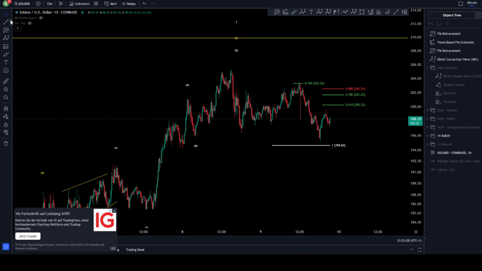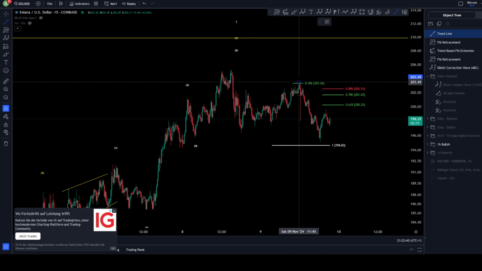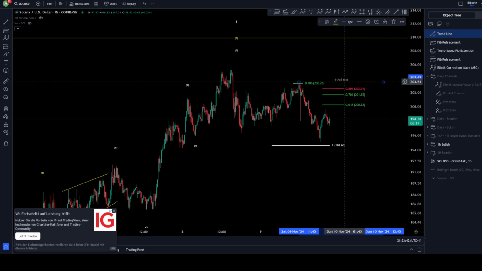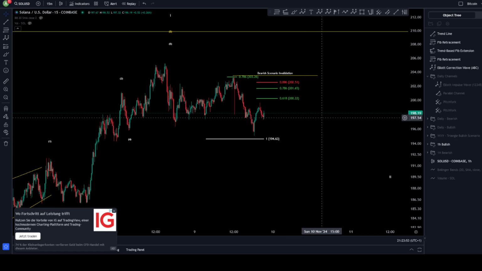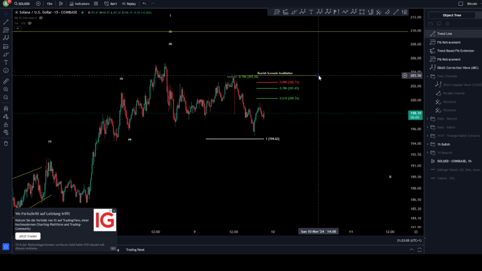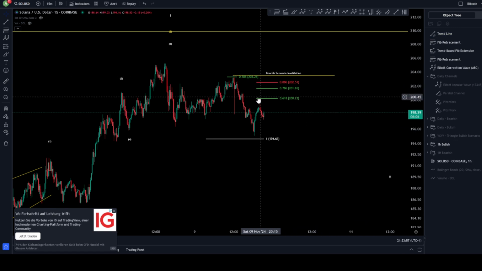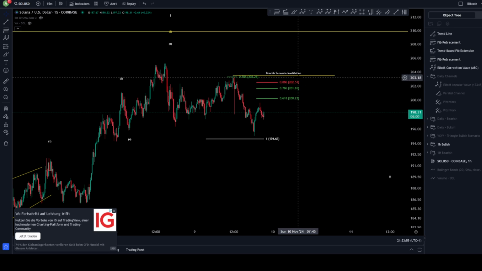Again, this is your confirmation. The top of this is your bearish scenario invalidation. So yeah, this is your invalidation here. So if you are bearish, definitely this is kind of your stop loss, guys.